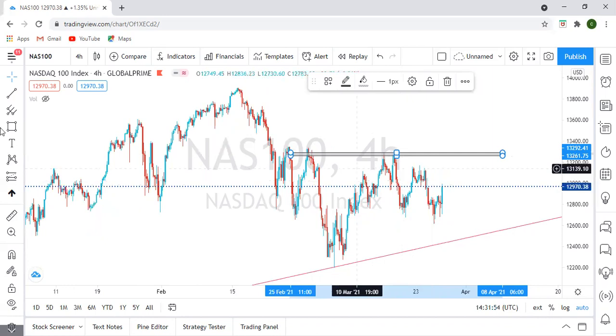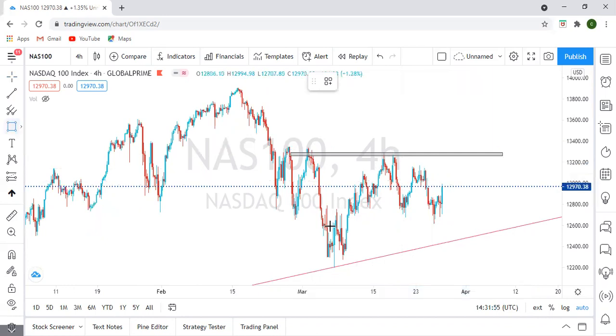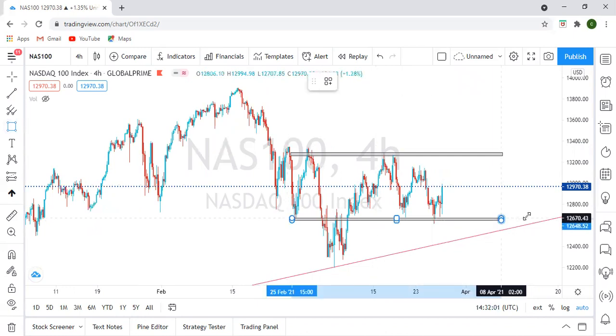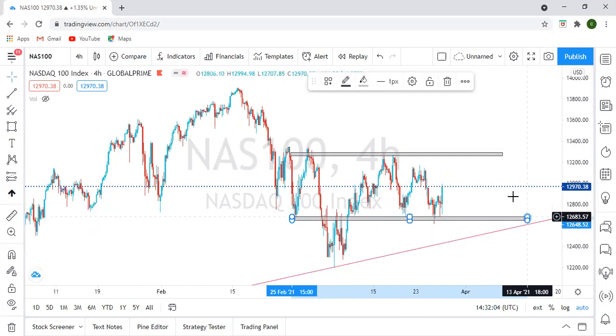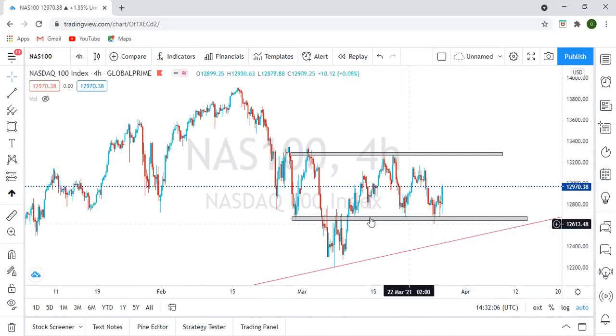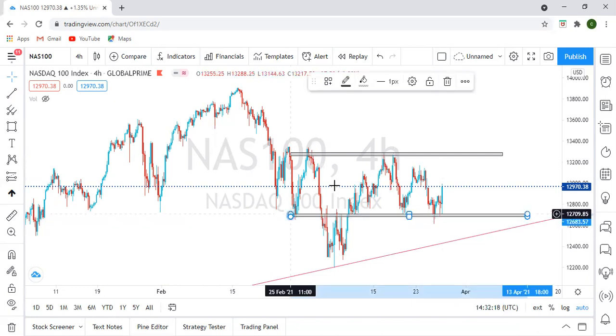So we have a major support on H4. That's where the market is supporting. The market has been failing to break this support and then we came back for a retest. 1, 2, 3, 4. So the market has been failing to break this support on H4. This is a strong zone on Nasdaq. Let's just adjust it to be like this.